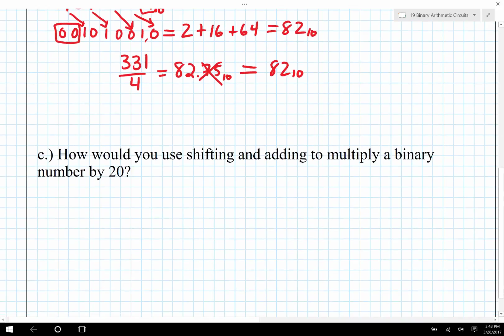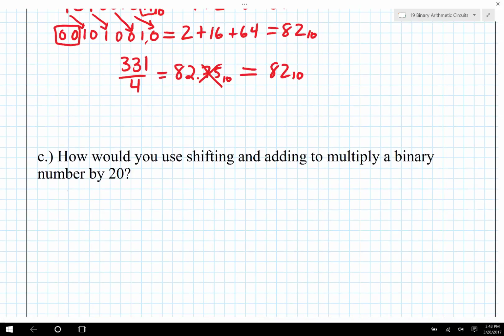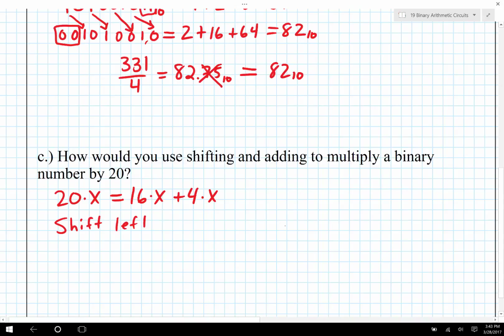How would you use shifting and adding to multiply a binary number by 20? Well, if I wanted to do 20 times x, I need to compose that of powers of 2. That's going to be 16 times x plus 4 times x. I can get 4 times x by shifting left twice and storing 4x. Now somewhere, presumably off in memory, I've stored 4x, and the number has been multiplied by 4.